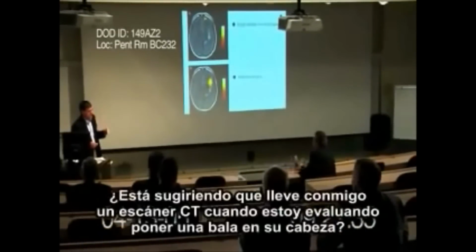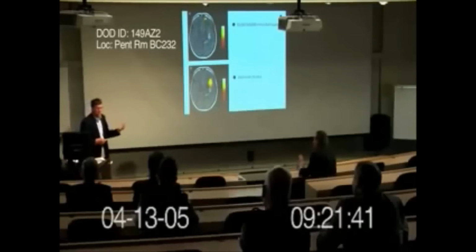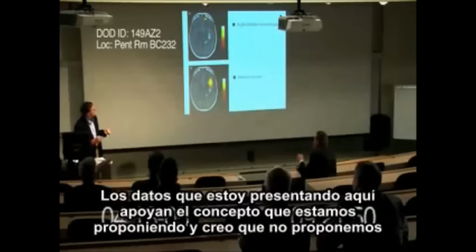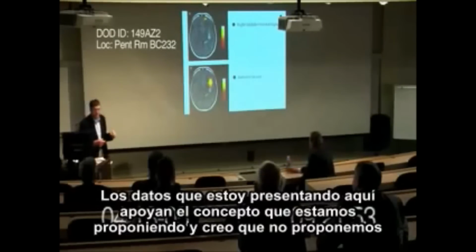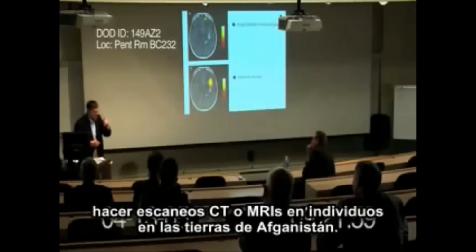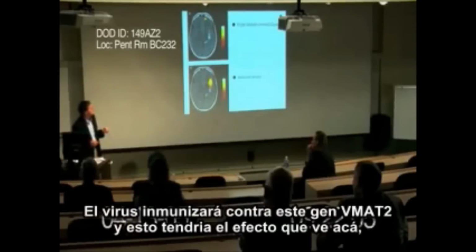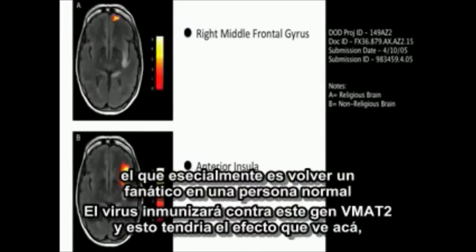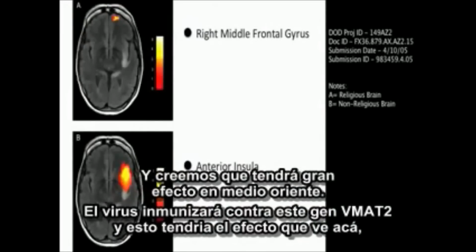So you're suggesting I take a CT scan with me when I'm evaluating people to determine whether I put a bullet in their head? So the data that I'm presenting here supports the concept that we're proposing, and I think that we would not propose to do CT scans or fMRIs on individuals out in the hinterlands of Afghanistan. The virus would immunize against this VMAT2 gene, and that would have the effect that you see here, which is essentially to turn a fanatic into a normal person. And we think that will have major effects in the Middle East.